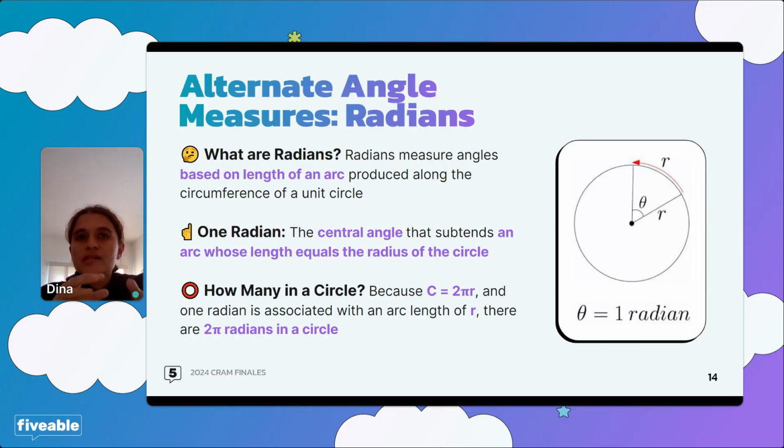And because this value of radian does relate to circumference, and because we know that circumference is 2 pi r, we know that the whole unit circle, which has a radius of 1, basically covers the radians of 2 pi. And you can see that on the diagram to the right as well.